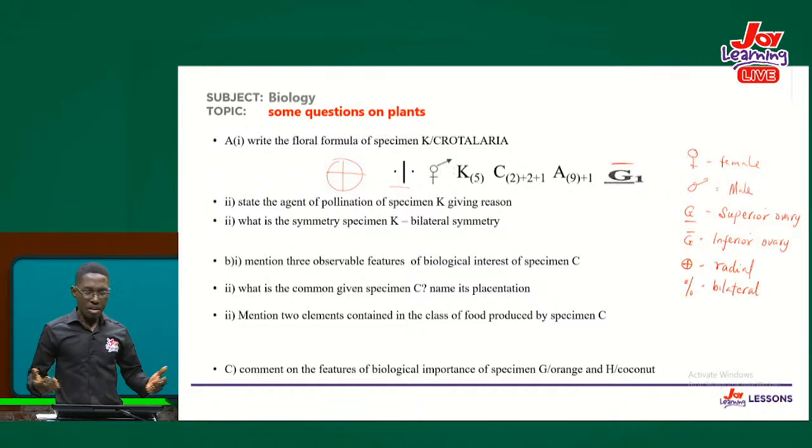Now and then they also ask you, as I began, to mention the biological interest of crotalaria. What is their common name? They may ask you for a plant's common name. Now name its placentation. By this time you should know placentation like free central, marginal, axial, basal. Know all this, and check the spellings well, the parietal. When they say marginal, capital M. Free central, capital F.